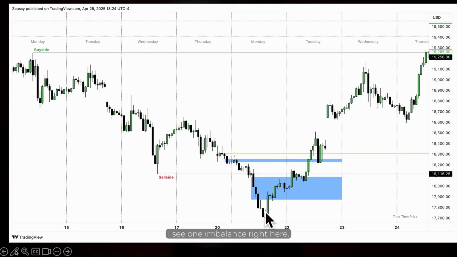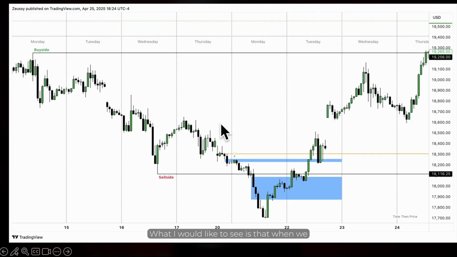I see one imbalance right here. I see a second imbalance right here. I see a third imbalance right here. I see a fourth imbalance right here. I see a gap being created right here. And that's how I can continue with outlining to you all the discount arrays which we utilized for expansion higher, retracement lower, expansion higher.